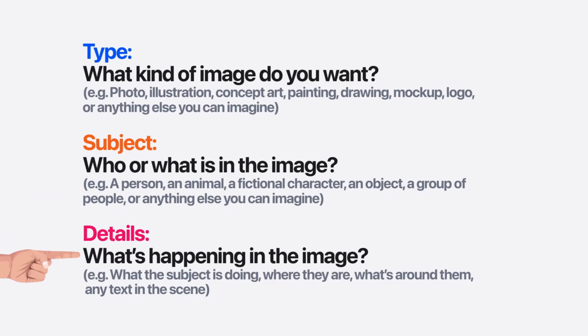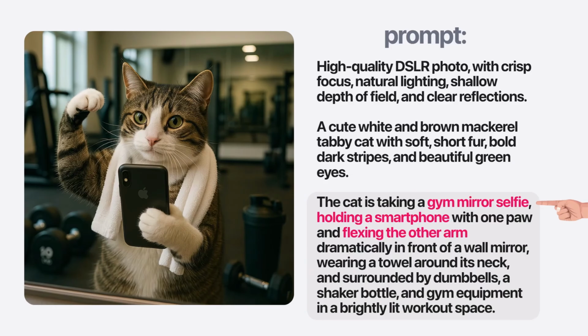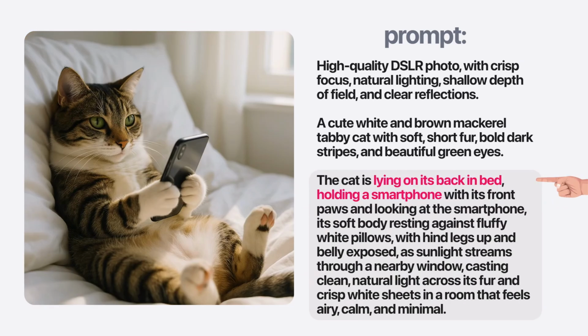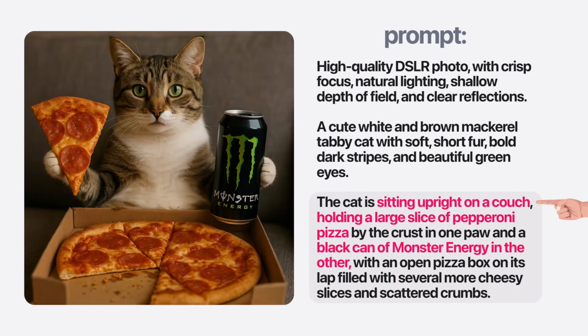So for details, you tell ChatGPT what's happening in the image. So in our original example, the cat is taking a gym mirror selfie. Now if we change the details, now we say the cat is lying on its back in bed and holding a smartphone. You can see that we now have a totally different image. Here's another example. It's the same prompt, but we changed the 3rd sentence. Now we say the cat is sitting upright on a couch, holding a large slice of pepperoni pizza and a black can of Monster Energy in the other. And now we get a totally different image.